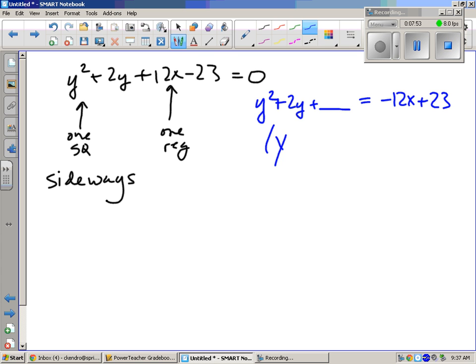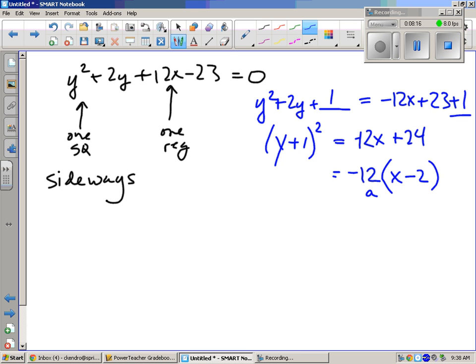So right here, cut the 2 in half, you get 1. Square it, I still get 1. And so I need to add a 1 to the right side as the other blank. So this is what I end up getting, negative 12x plus 24. Now I want to factor out a negative 12 because that becomes my a. And then I get x minus 2, so I get x minus h. So now I have it in that one standard form, the second one that we wrote.